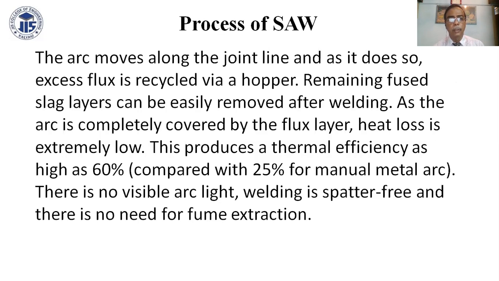In the process of submerged arc welding, the arc moves along the joint line, and as it does, excess flux is recycled via a hopper. The remaining flux slag layer can be easily removed after welding. As the arc is completely covered by the flux layer, heat loss is extremely low. This produces a thermal efficiency as high as 60%, compared with 25% for manual metal arc. There is no visible arc light, welding is spatter free, and there is no need for fume extraction.